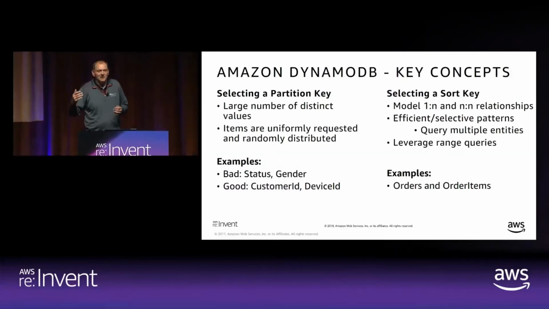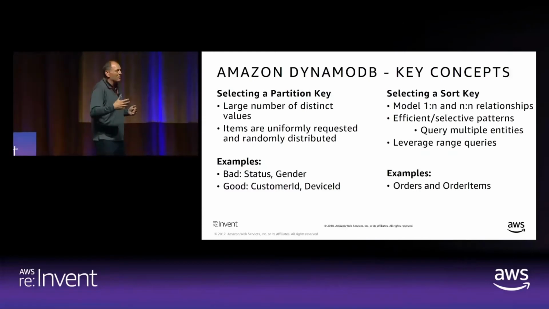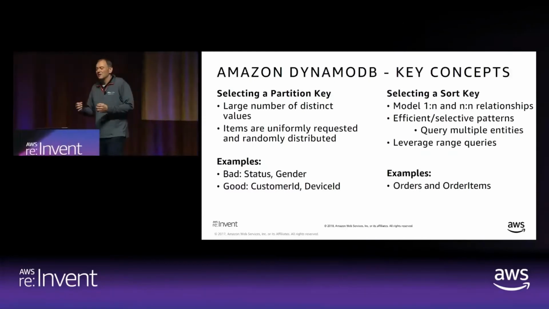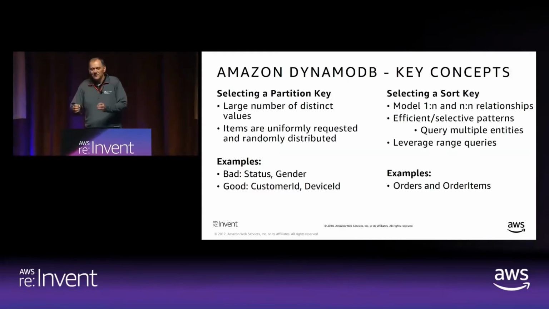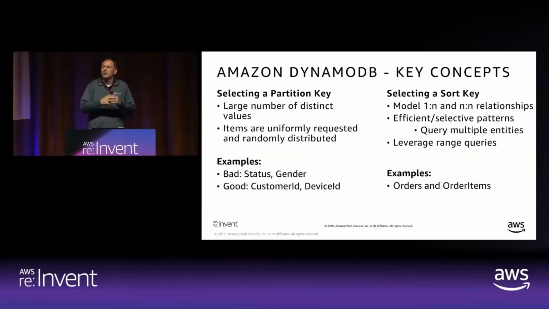Selecting the sort key is about modeling those one-to-many and many-to-many relationships that we need to support in the data model, and building a sort key that allows me to execute very efficient and selective patterns. This is what we're going to get into when we start talking about composite key modeling in a few minutes. But it's about querying across entities.